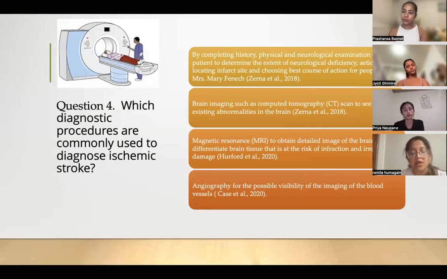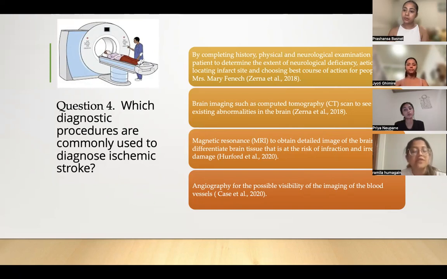MRI, magnetic resonance imaging, is a non-invasive diagnostic procedure which obtains detailed images of the brain through strong radio waves and a magnetic field. It is an essential diagnostic tool in ischemic stroke, which can easily differentiate between brain tissue at the risk of infarction and irreversible damage. It provides enough information on its own, reducing the reliance on any other additional test or complex clinical consideration.